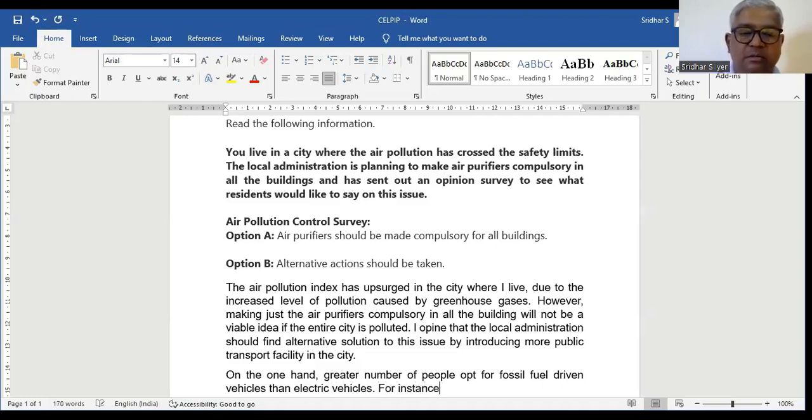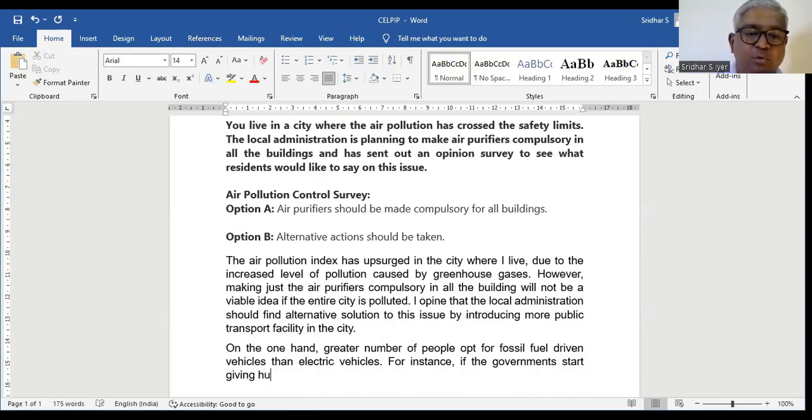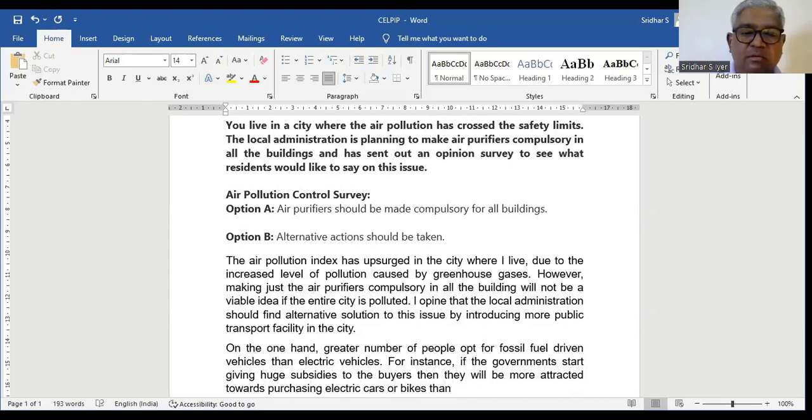For instance, if the governments start giving huge subsidies to the buyers, then we will be more attracted towards purchasing electric cars or bikes than combustion run vehicles.